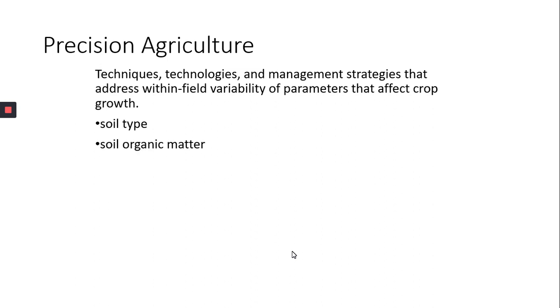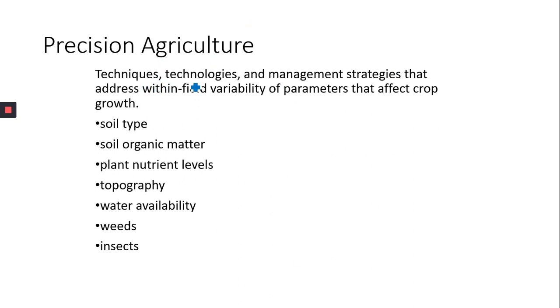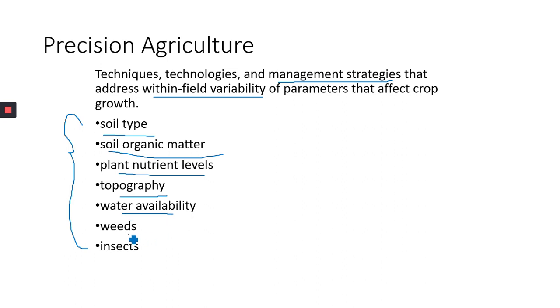Now, I want us to talk briefly about precision agriculture. Techniques, technologies, and management strategies that address within-field variability of parameters that affect crop growth. So we have those techniques or management strategies that try to address within-field variability of parameters. Those techniques try to address issues to do with the soil type, soil organic matter, plant nutrient levels, topography, water availability, weeds, and insects. All those techniques, we call them, or it's an attempt to improve precision in agriculture.